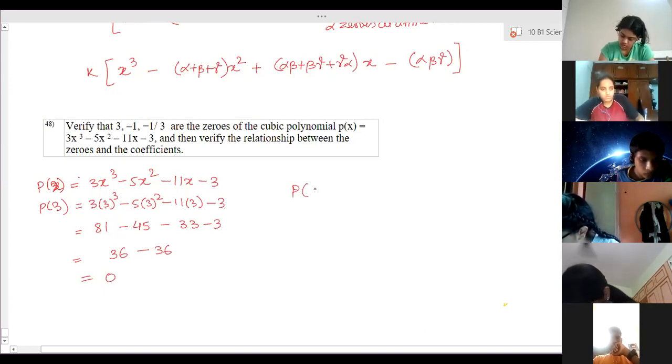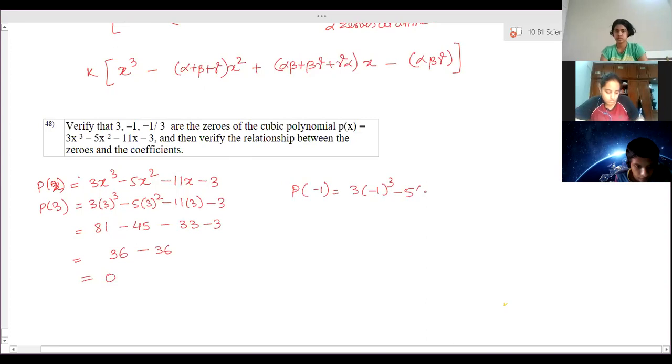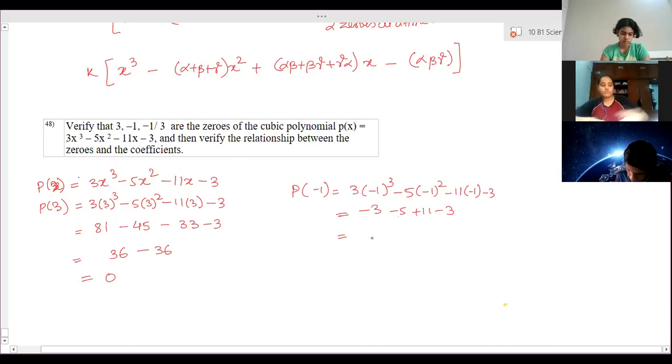Then P of -1 is equal to 3 into (-1) cube minus 5 into (-1) square minus 11 into -1 minus 3. So it is -3 minus 5 plus 11 minus 3, which is -11 plus 11, equal to 0. Similarly, find out for -1 by 3.